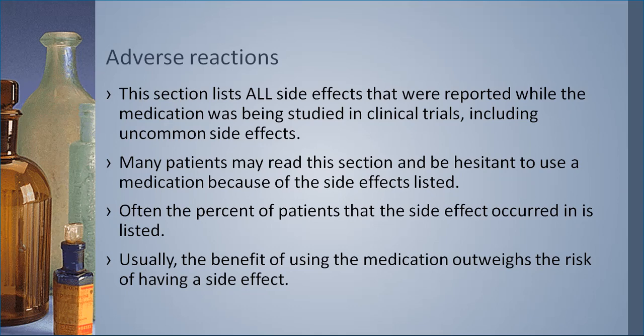Because sometimes there's always what we call the benefits and the risks. Often the percentage of patients that the side effects occur in is listed, and sometimes they are very few. So the benefit of using the medicine should outweigh the risk of having a side effect. For example, as I've said earlier, a man is taking hypertension medicine, and he can see the side effect is erectile dysfunction, which means he may not be able to have sex. And the man decides that if he's going to have erectile dysfunction, he's not going to take the medicine. The benefit of using the medicine far outweighs the side effects.